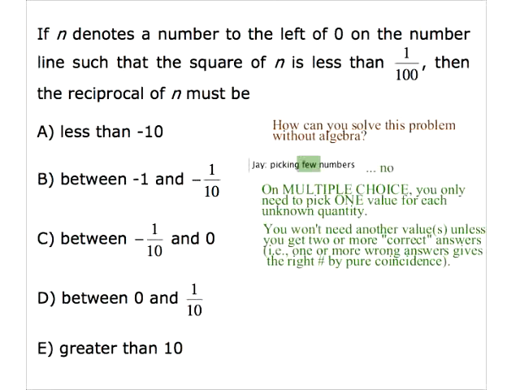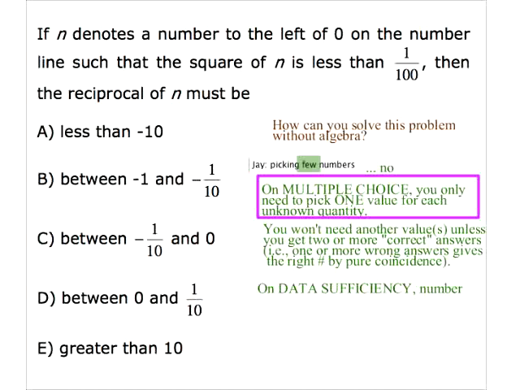The reason I'm addressing this is that there's another type of question where it's essential to pick more than one value, and what kind of question is that? When do you have to pick more than one number if you're doing number testing? Yeah, it's data sufficiency, right. On data sufficiency, number testing always requires more than one choice for each unknown.